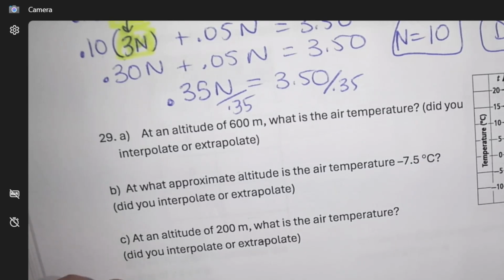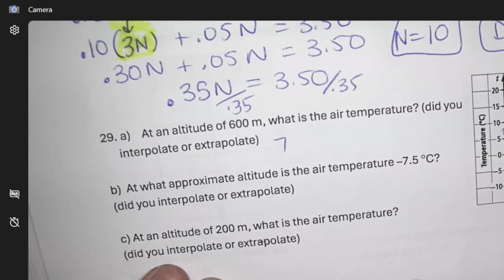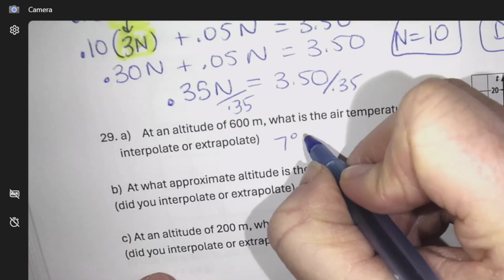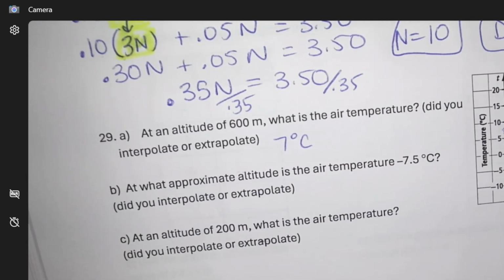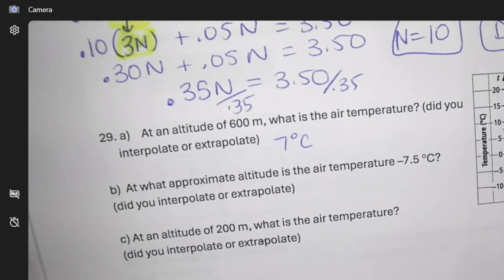And I'm looking at, I don't know, whatever, 7. And then I'm going to answer degrees Celsius on there. Did we use interpolation or extrapolation? Interpolation. Inter because it was within my line.